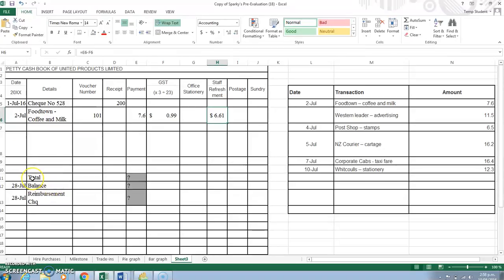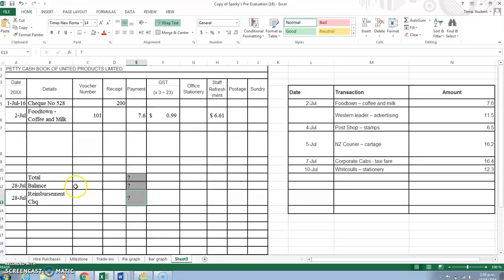Now if we look over here, I've got total. The total amount of how much I will spend will come in here. Okay, so basically the total here will become your reimbursement check.